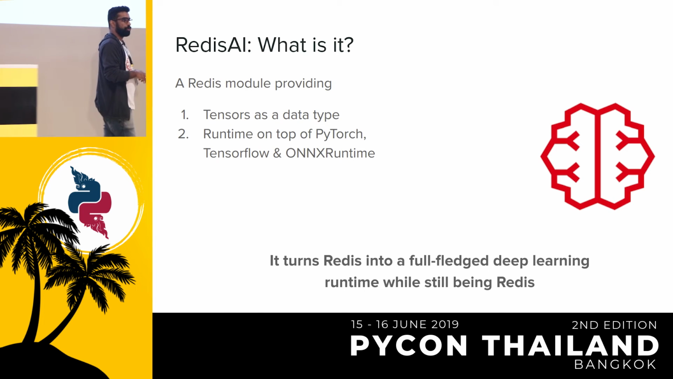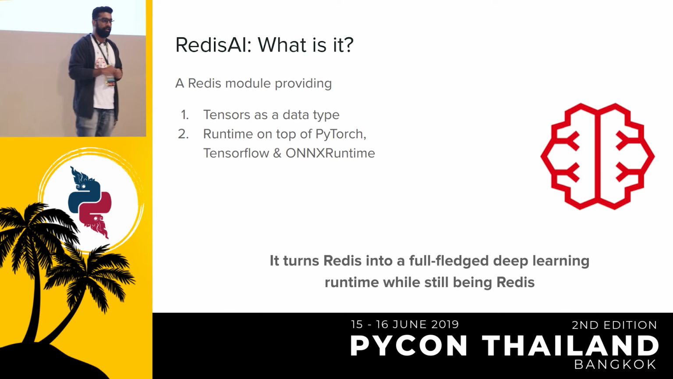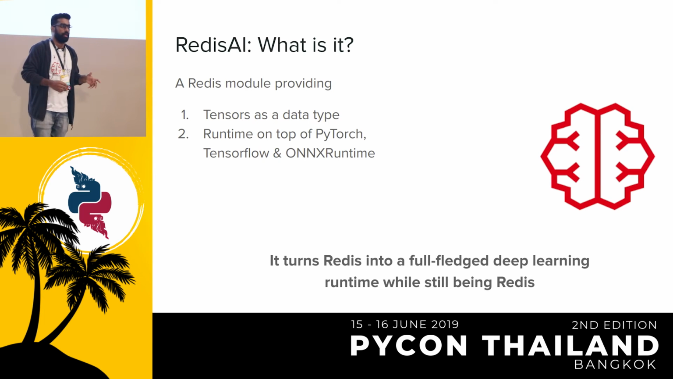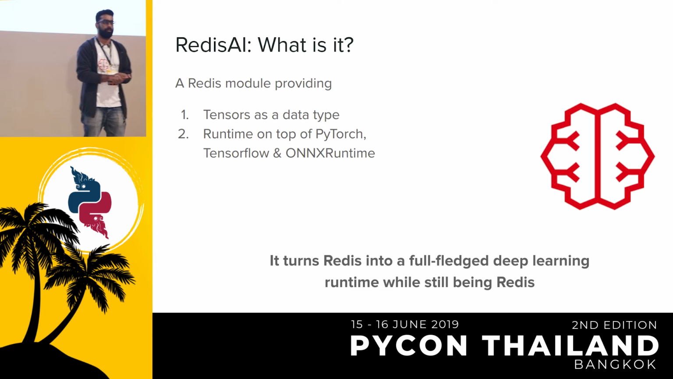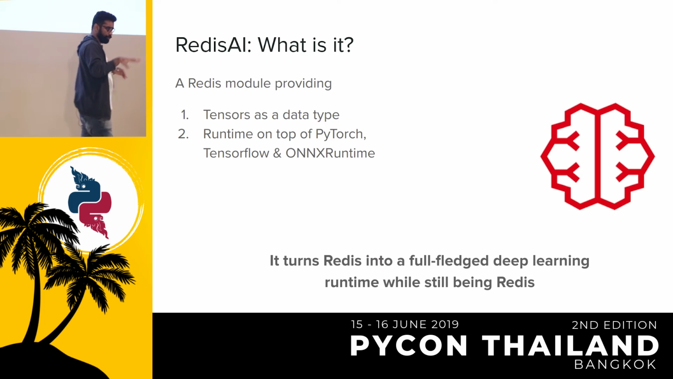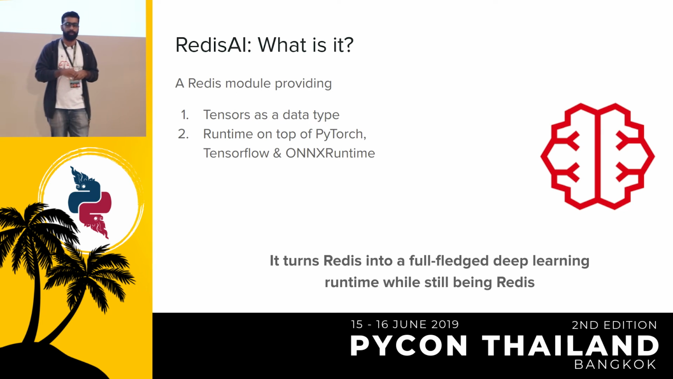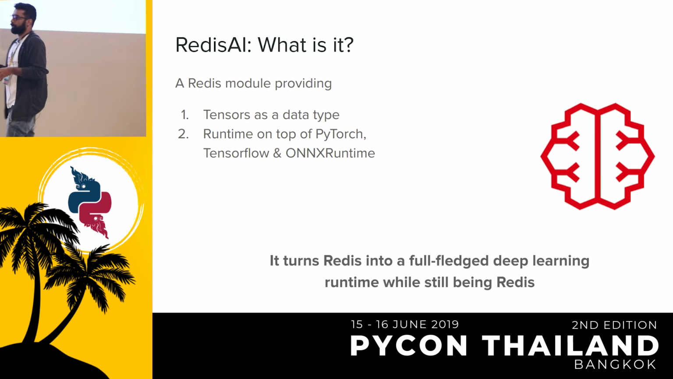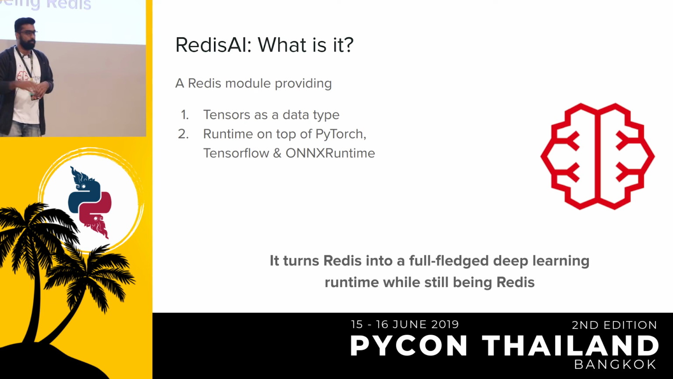RedisAI is trying to solve and standardize these problems that we have for deploying models. One question I face from a lot of people is: everyone knows Redis, it's a database, so how can Redis as a database run a deep learning model? RedisAI is a module that can be loaded into a Redis database. It makes a Tensor data type available for Redis. So now you can store a Tensor inside the Redis database, and it turns the Redis database into a runtime, and the runtime is built on top of PyTorch, TensorFlow, and ONNX runtime. PyTorch is from Facebook, TensorFlow is from Google, and ONNX runtime is from Microsoft.